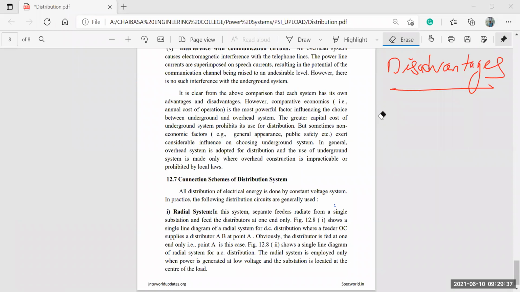Now, disadvantages. One is definitely the fault one. If a fault occurs, the entire segment is removed and isolated. That is a very particular thing.